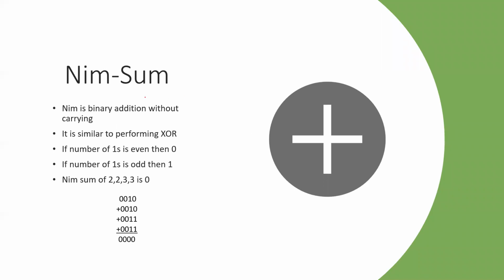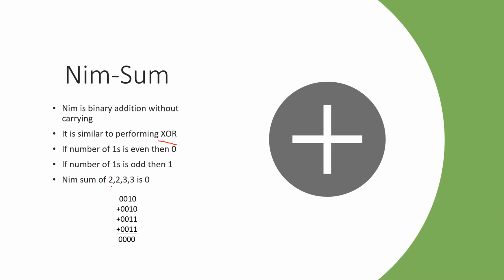Now, one way to tell what our state is, is through NIMSUM. What NIMSUM is, is just binary addition without carrying. It's similar to performing an exclusive OR operation. One way to practically do it is to count the number of ones.